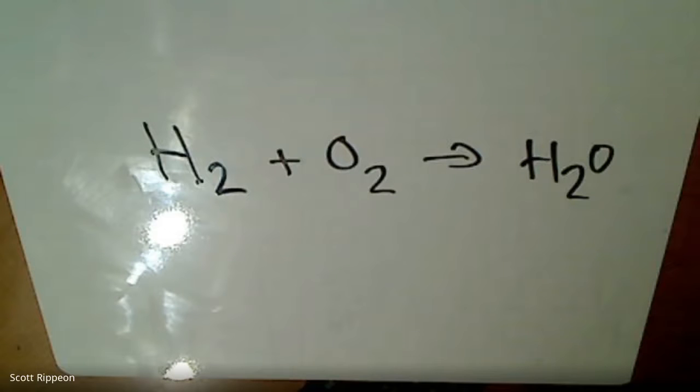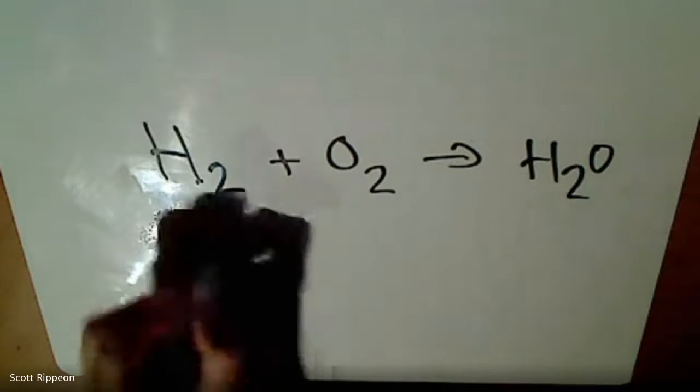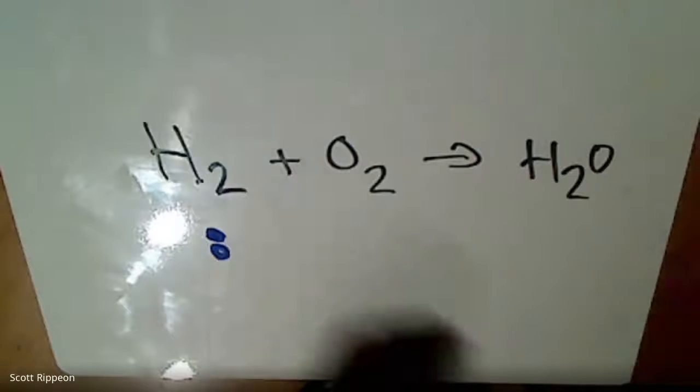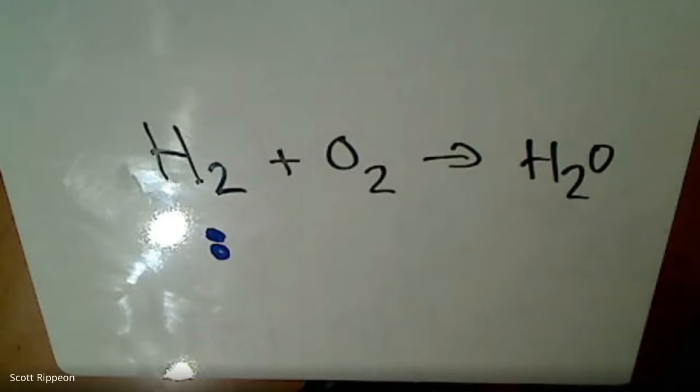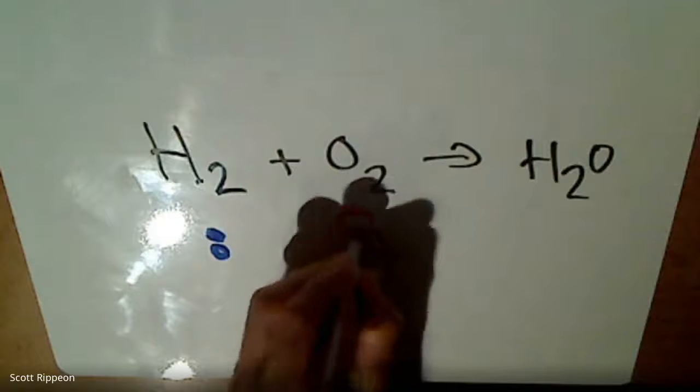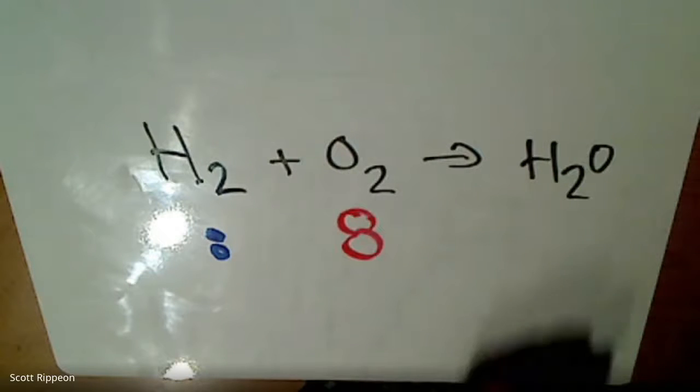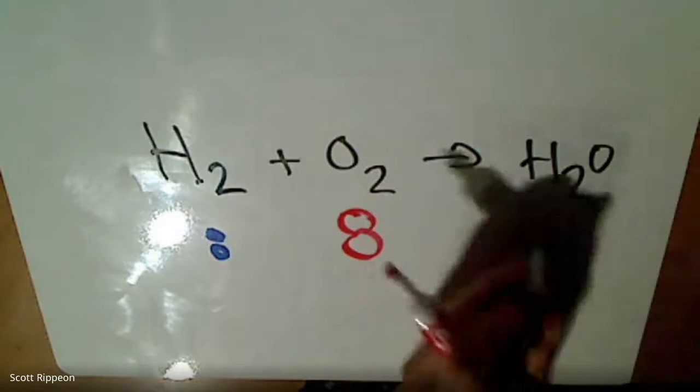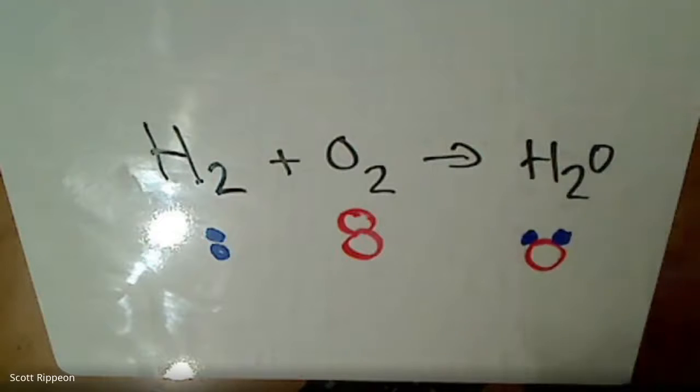So if we were to draw this, we would have a hydrogen molecule and an oxygen molecule, and they would make Mickey Mouse.